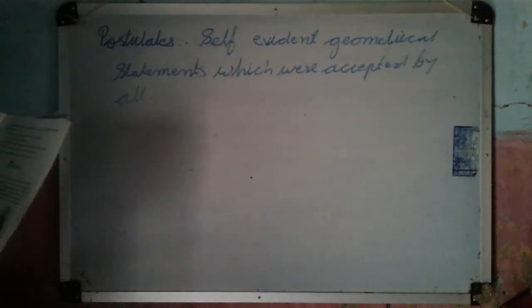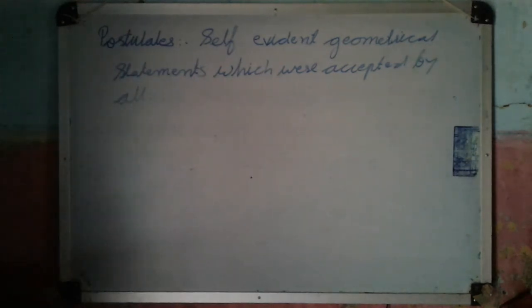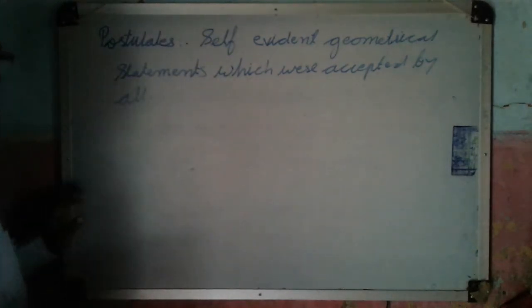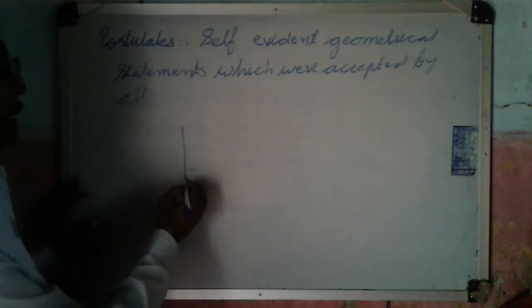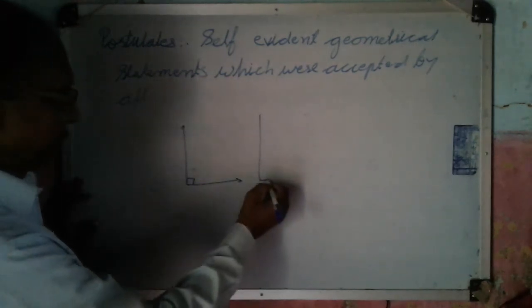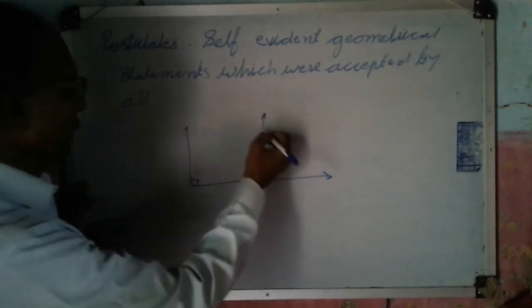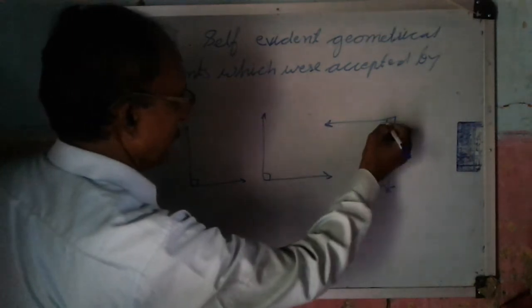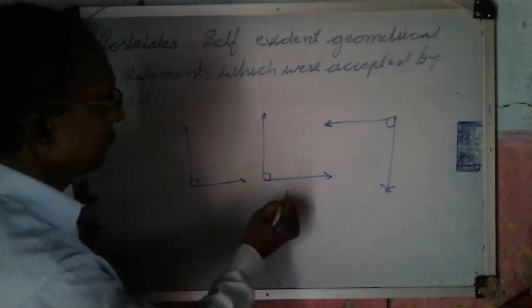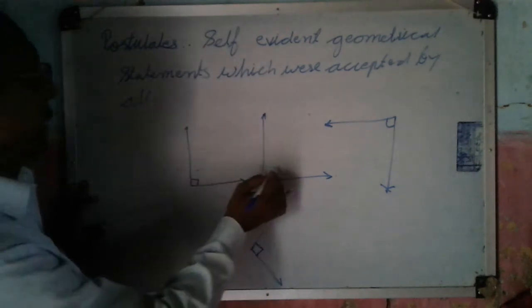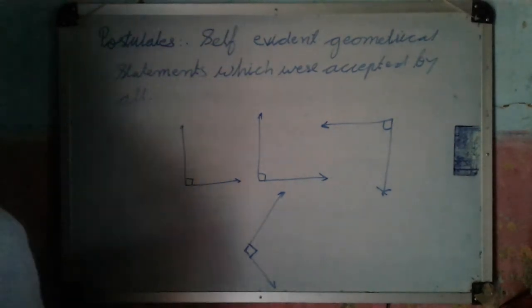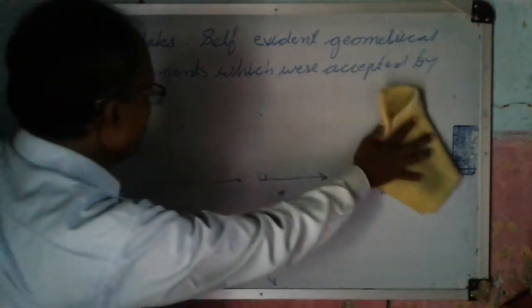Now the fourth postulate is, all right angles are congruent with each other. All right angles are congruent because you know that the measurement of a right angle is 90 degrees. This is 90 degrees. This is 90 degrees. This is 90 degrees. So 90 degrees, 90 degrees, 90 degrees. Therefore, all right angles are congruent angles. This is also one postulate.